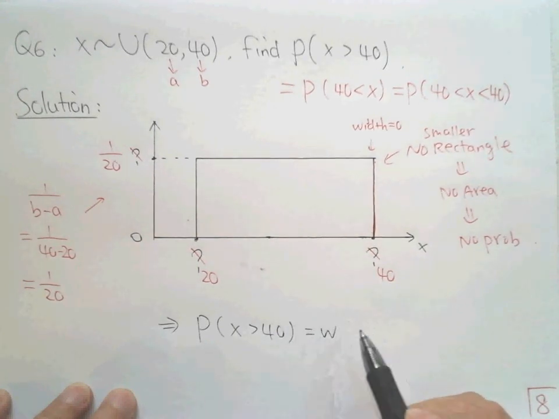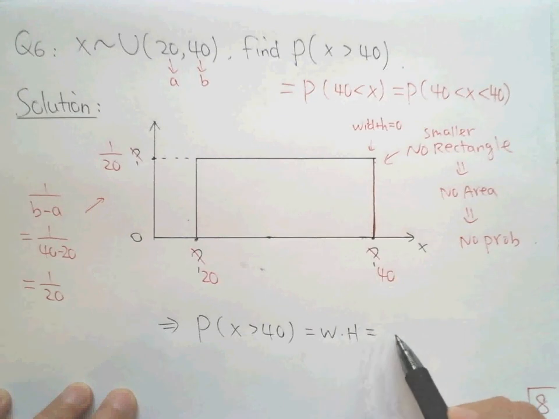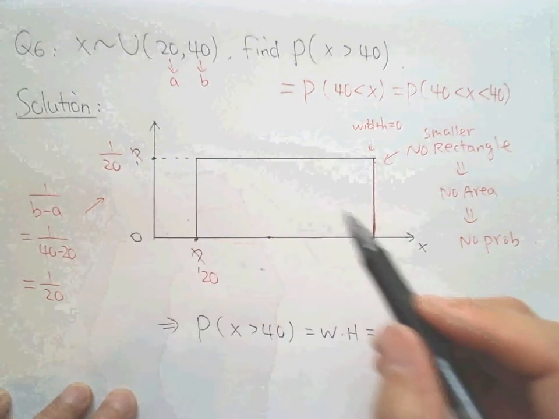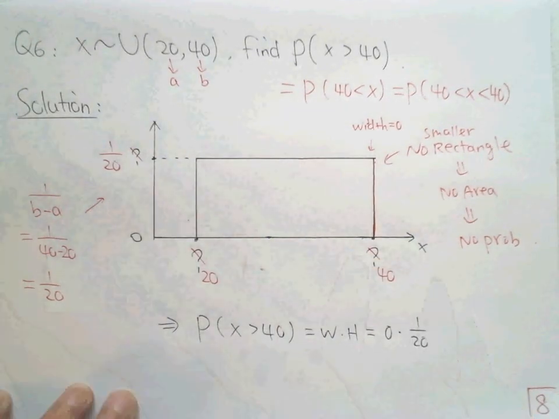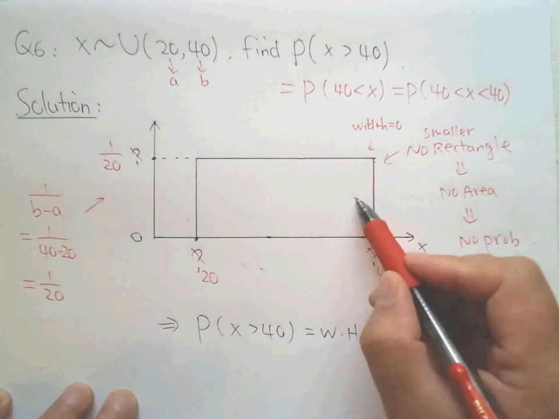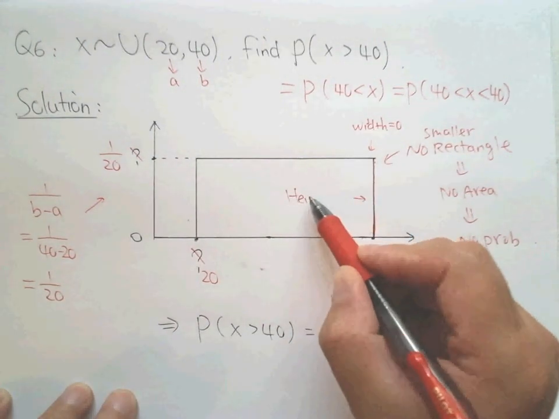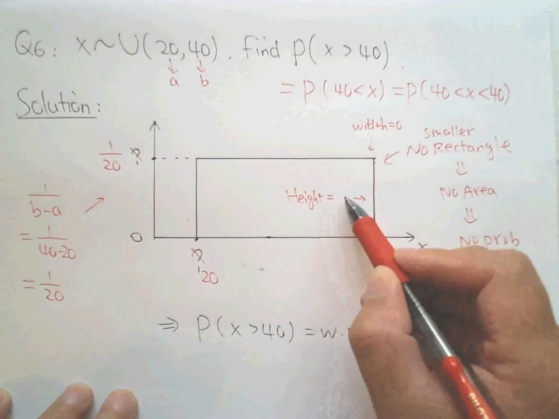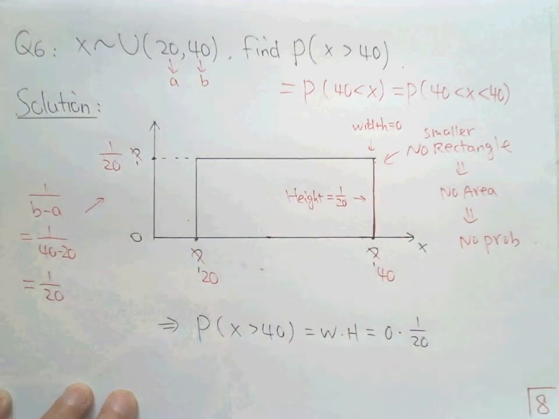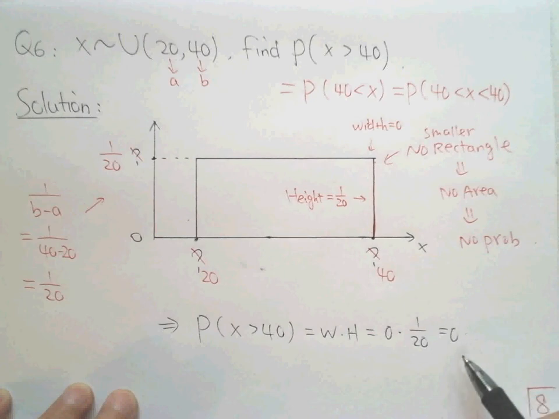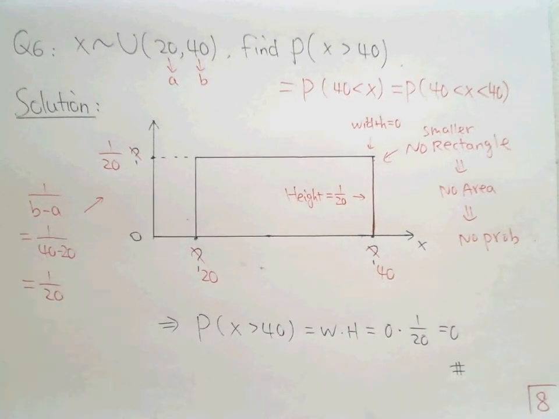Okay, and then you know we definitely find the probability of that X greater than 40 is okay. If you say is that the width times the height, the width is 0. The height is, of course, is 1 out of 20, right? The height, no problem. The height is always 1 out of 20. See, and then you do calculation. Definitely 0 means no chance. The probability 0 means no chance. Okay, yeah, that's all. Thank you.